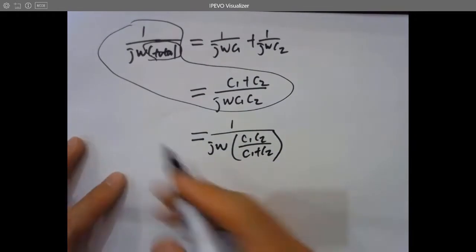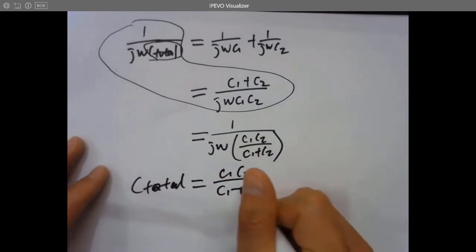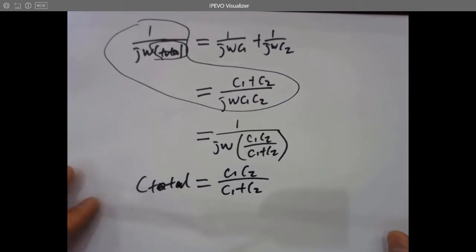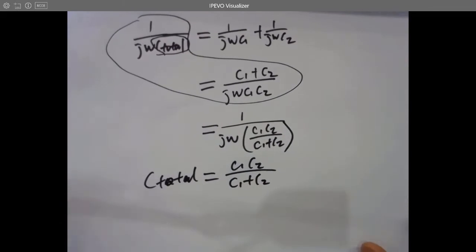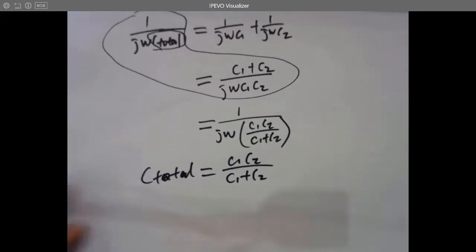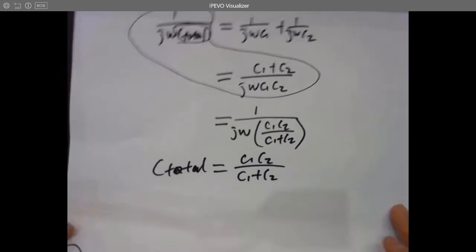Then compare. C total is this. So it looks exactly like the parallel resistors, but actually they are in series, right? So keep in mind. All right, let's go to the next one. Important. Will be on the exam and lab and also homework assignments you are going to work with.